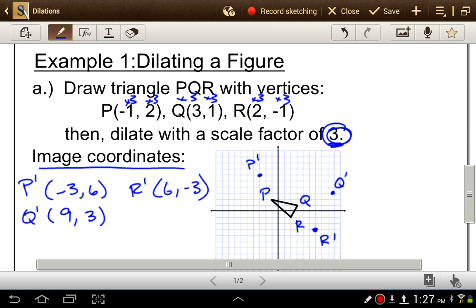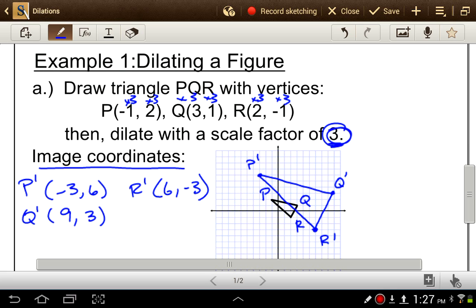And now I'm going to draw my shape, and it might overlap, and a lot of times it will overlap the original shape. And connect it there. And there is my answer of my dilation of my shape. Okay, so I've enlarged my shape. It is 3 times the size.